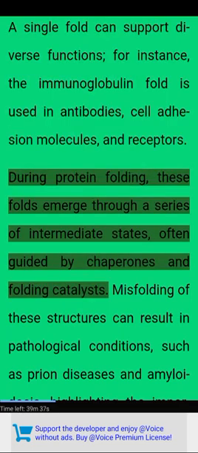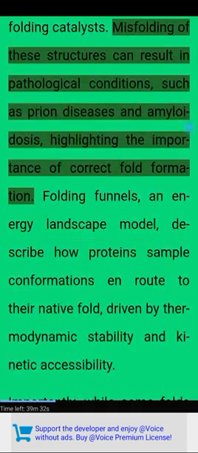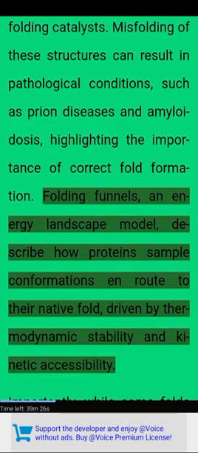During protein folding, these folds emerge through a series of intermediate states, often guided by chaperones and folding catalysts. Misfolding of these structures can result in pathological conditions, such as prion diseases and amyloidosis, highlighting the importance of correct fold formation. Folding funnels, an energy landscape model, describe how proteins sample conformations en route to their native fold, driven by thermodynamic stability and kinetic accessibility.